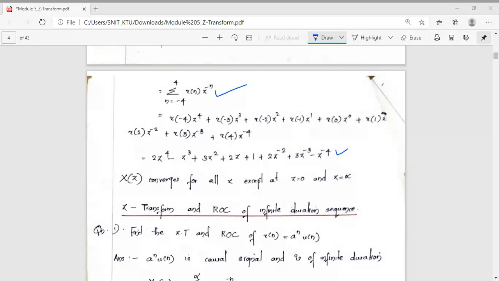So this is all about the Z transform introduction and ROC in the case of a left-sided, right-sided and two-sided sequence. Thank you.